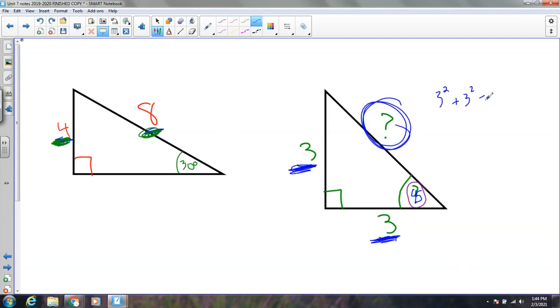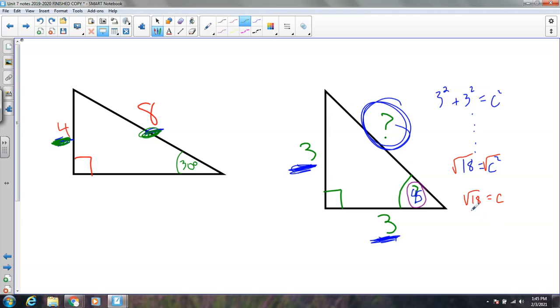I could do a squared plus b squared equals c squared, and we could solve it out that way. So 3 squared is 9, plus another 9 is 18 equals c squared. This is an important step. We're going to talk about this in a second. To get the c by itself, I have to do the inverse operation. So the inverse of a square is a square root. So I have c equals the square root of 18.